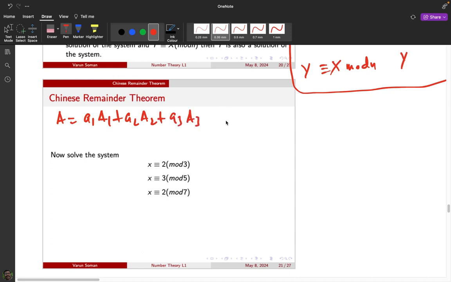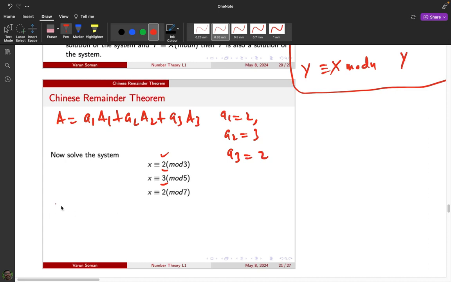And what is my a1, a2, a3? My a1 is 2, my a2 is 3 and my a3 is 2. You can see these remainders are my a1, a2 and a3. Okay, how to construct my capital A1?